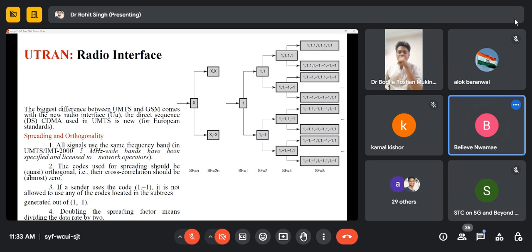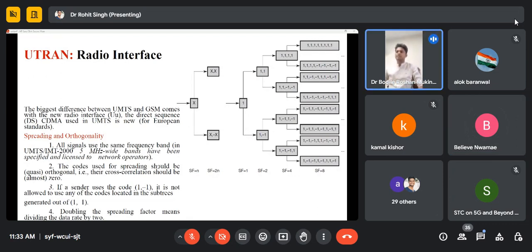Especially when you said if one user needs double data rates after this 1 1, the tree doesn't continue. That's why I got a bit confused. Sorry, I'm not getting your question. Can you repeat it again? For UTRAN, when you have two users, one user needs double data rate. What's the technique? That's where I didn't understand. Could you repeat from there?